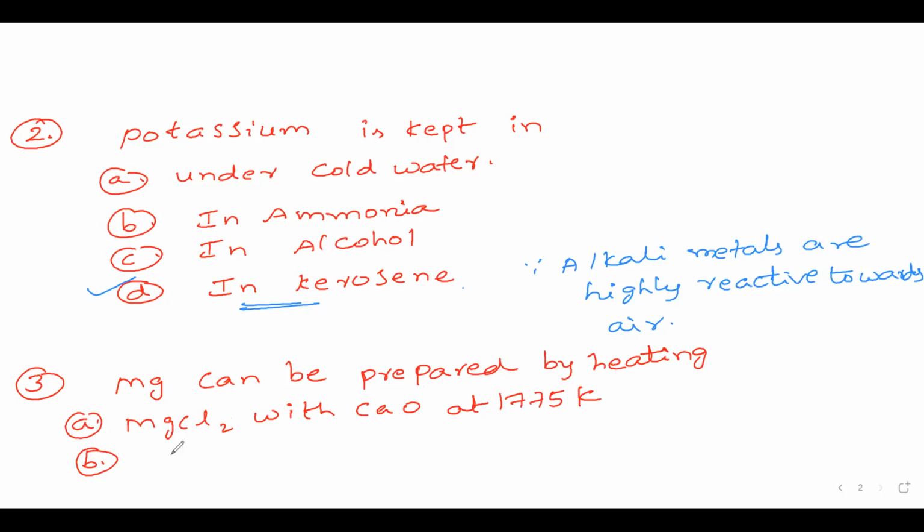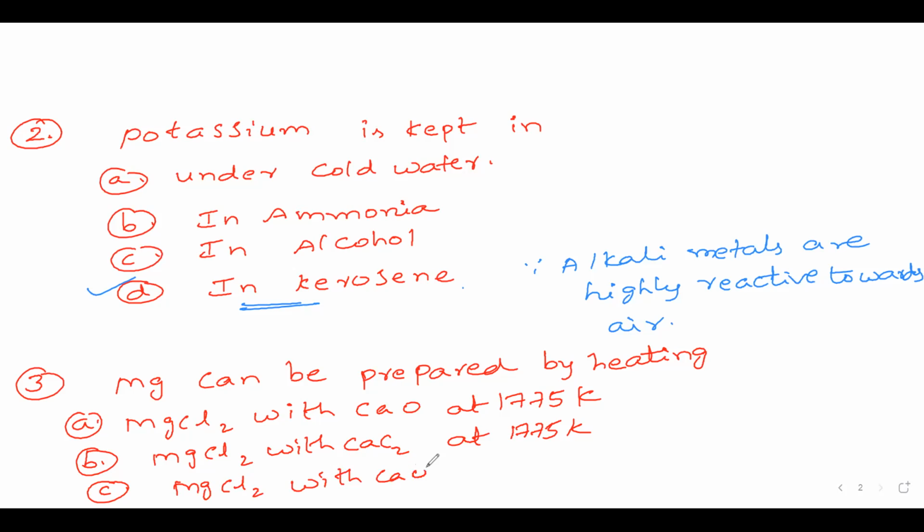Option B, MgCl2 with calcium carbide at the same temperature, that is 1775 kelvins. Option C, MgCl2 with calcium hydroxide at the same temperature, that is 1775 kelvins. And finally, option D, MgO, magnesium oxide with calcium carbide at ordinary temperature.